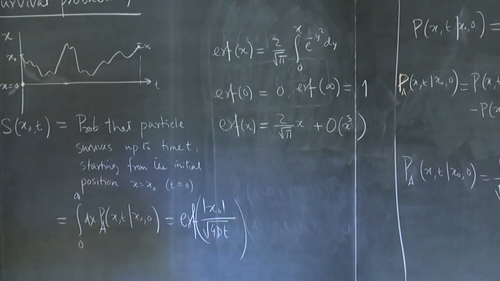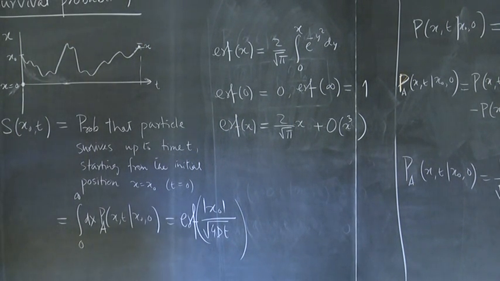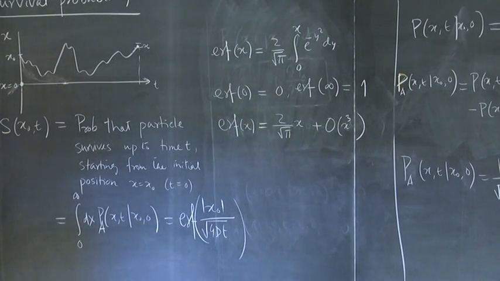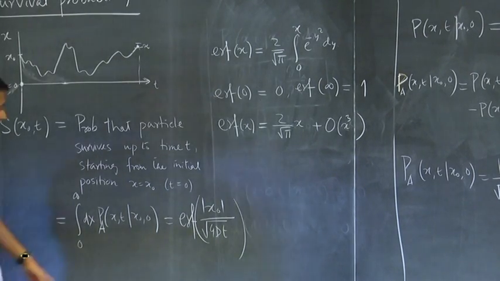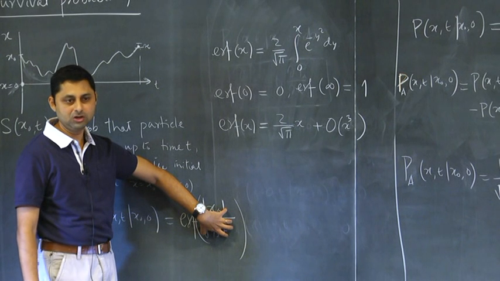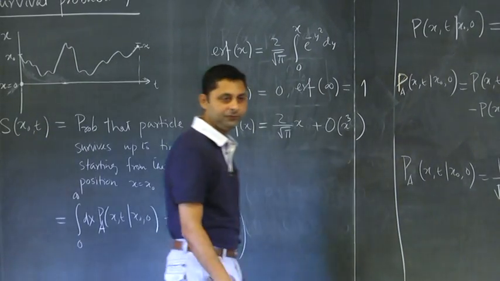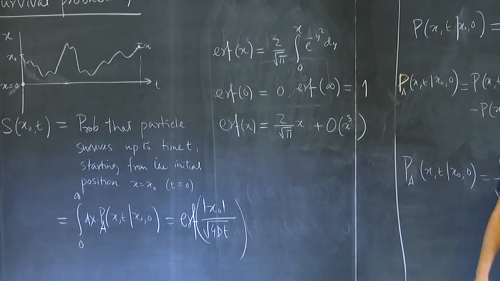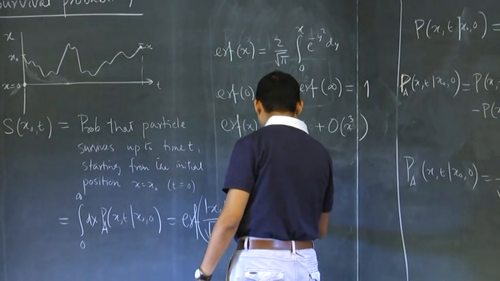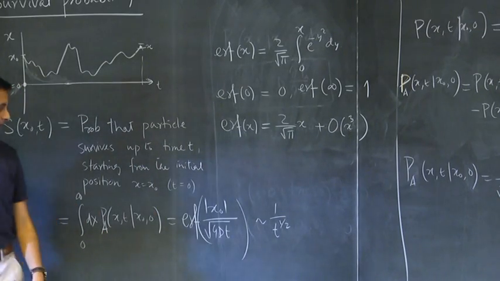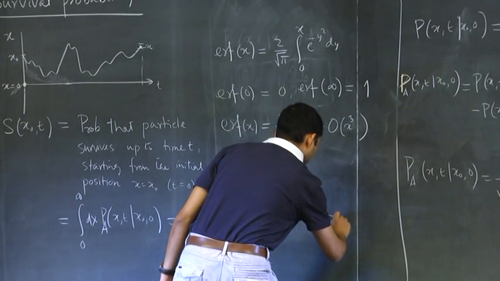Now, given this object, you can see how this probability behaves for large time. If time is very large, how does this probability behave? This argument is small, so it should be linear in that argument, right. So in time, how does it behave? That goes like 1 by t to the power half, 1 by square root of t basically, as t goes to infinity.